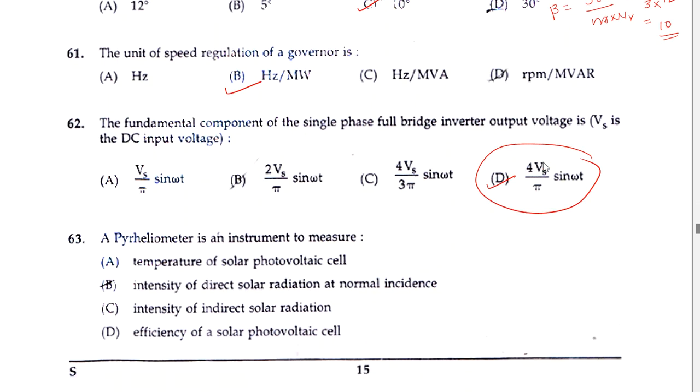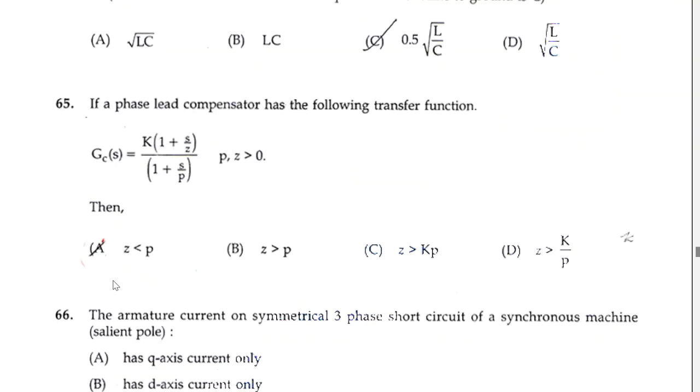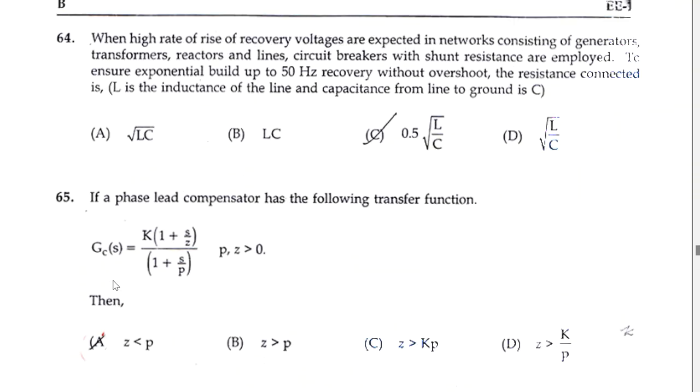Next one, the pyranometer is an instrument to measure... So it is to measure the intensity of direct solar radiation at normal incidence. So the answer will be B here. Next question.